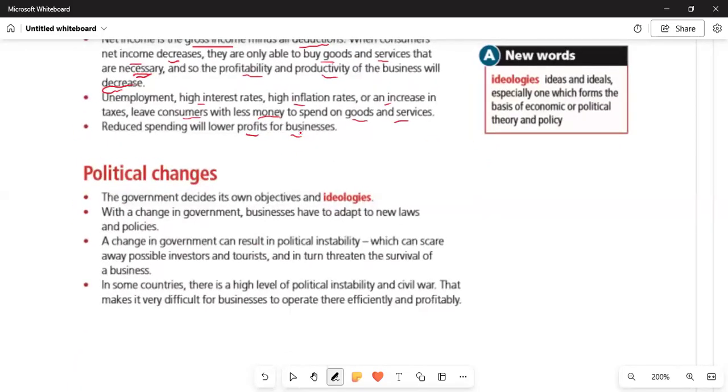Another challenge in the macro environment is political changes. Here we are talking about how government changes or instability can affect policies and laws. We are talking about government changes.